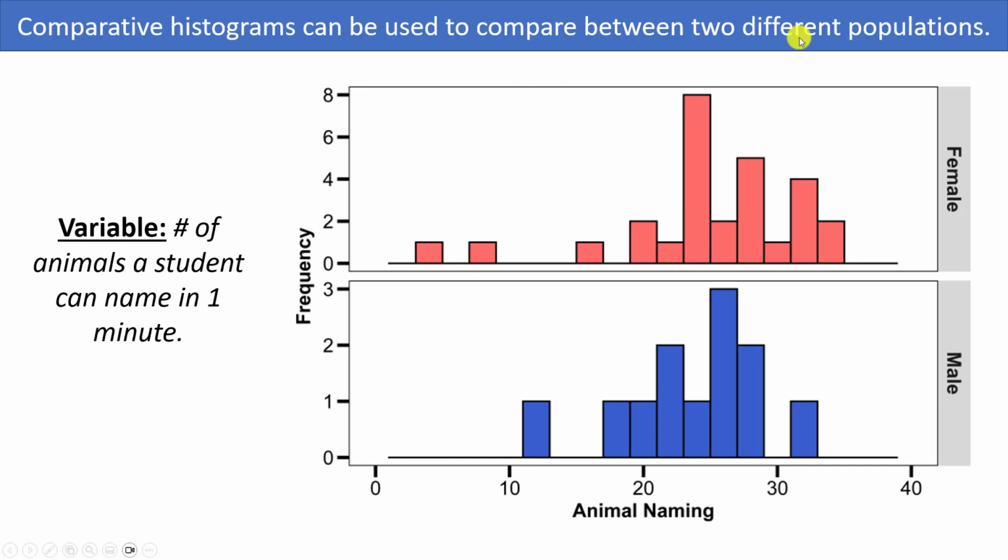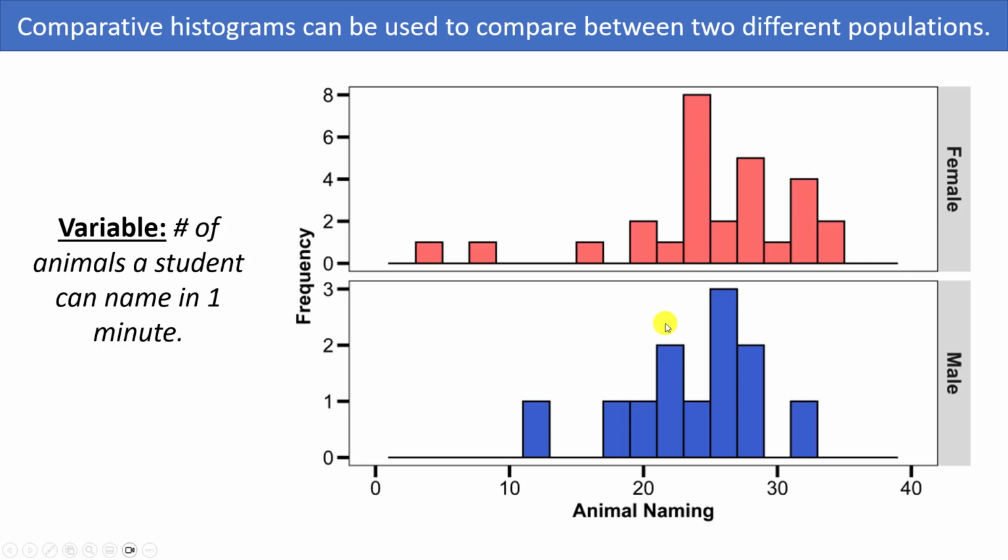Okay, the last thing to state about histograms is that oftentimes histograms can be used to compare between 2 different populations. So maybe you're collecting the same variable for 2 different populations and you want to try to compare them. So here we have a variable, kind of a silly variable, which is the number of animals that a student could name in 1 minute. So you get 1 minute, and they say, write down as many animals as you can think of. And then after 1 minute, you put your pencil down, and then you report how many animal names you were able to write down, right? Different types of animals. And so here would be a histogram for both females and males.